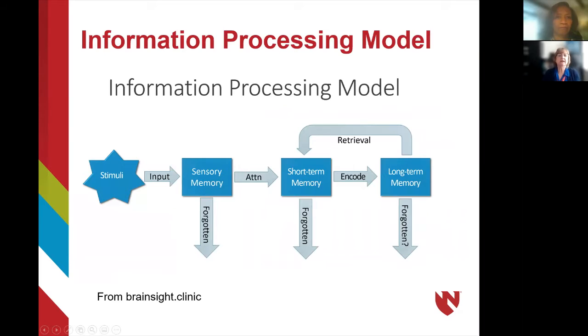So here is a very, very basic model on information processing and how our brain works when it receives new stimuli, some sort of sensory stimuli, whether it be from our eyes, hearing, feeling, touching. Our emotions play a role in this. Smells play a role in this. And it goes very quickly into a sensory memory holding place just for a very brief amount of time.